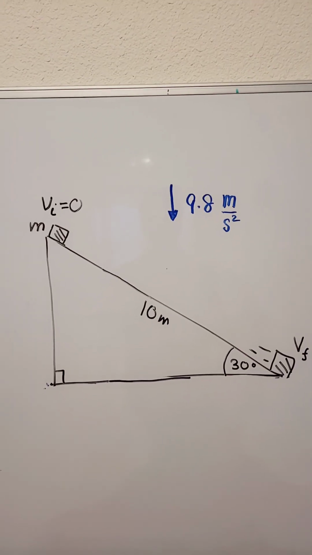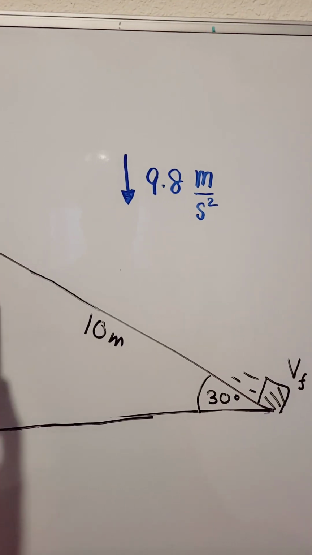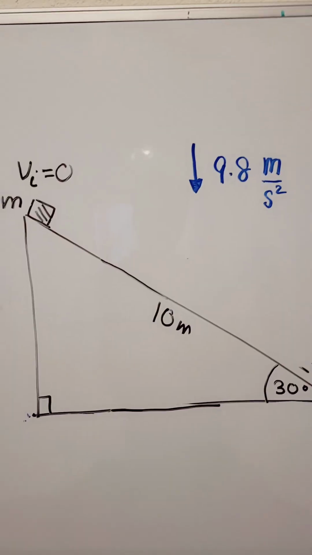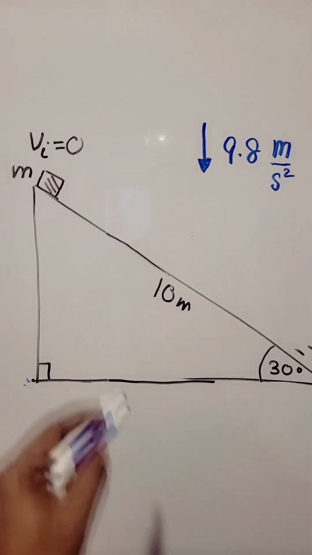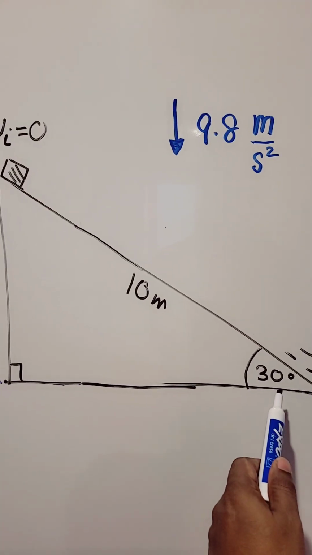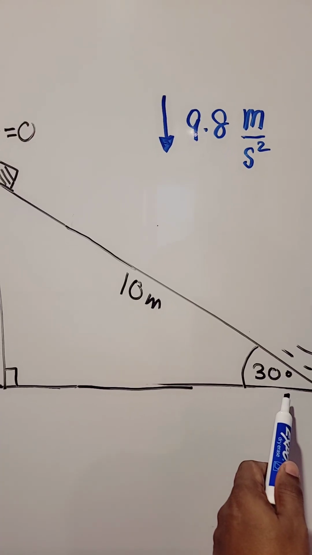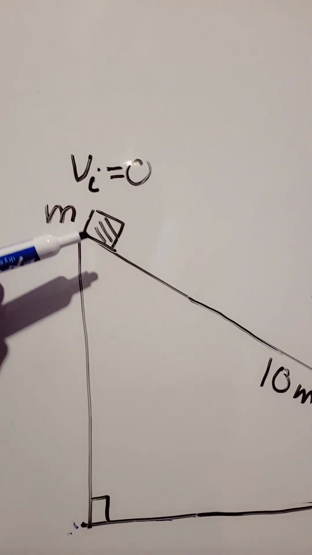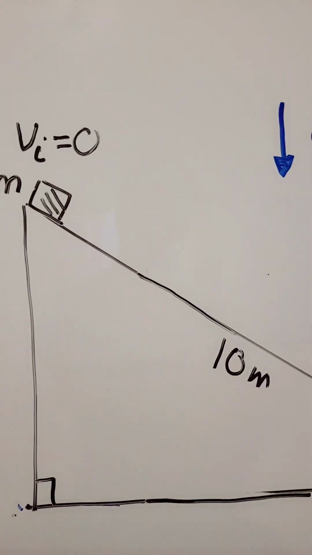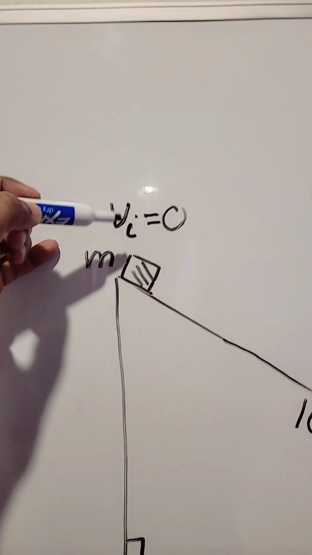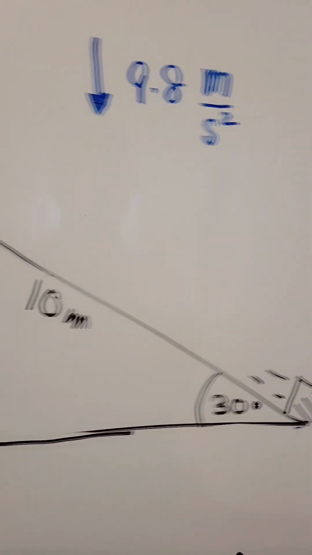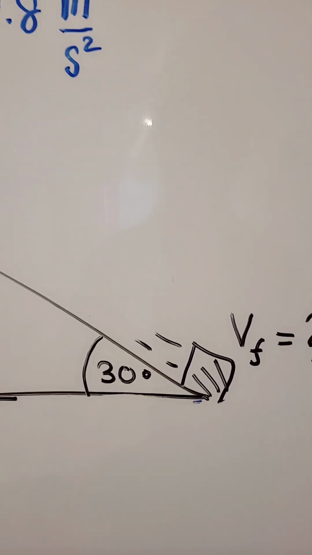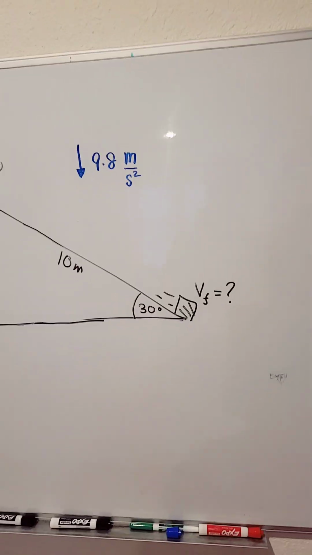Okay, so this is the problem. I have a slope. This is an inclined plane that is frictionless, so there's no friction here. It's 10 meters long. It makes an angle with the horizontal of 30 degrees. That's the gravitational acceleration, and there's a mass m that slides down this slope. It's going to start from rest, meaning its initial velocity is 0. We need to find the final velocity when it hits the ground level. When it comes to the ground level, what is its speed?